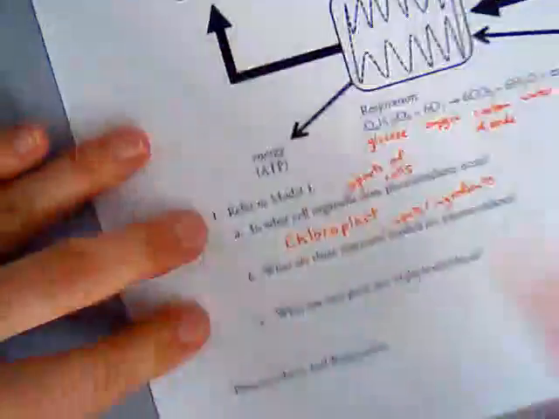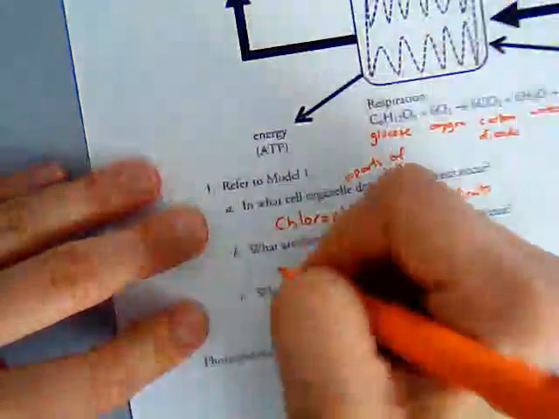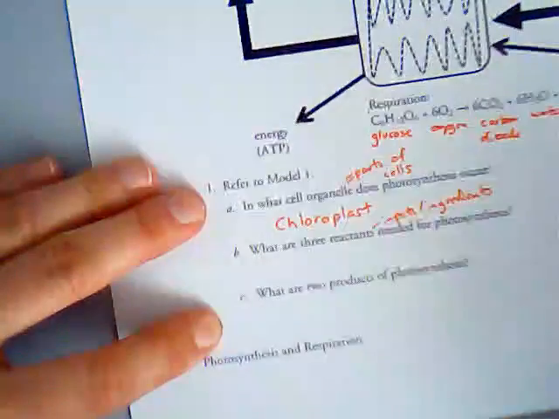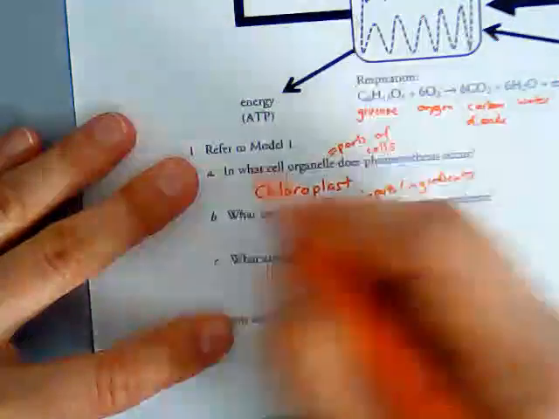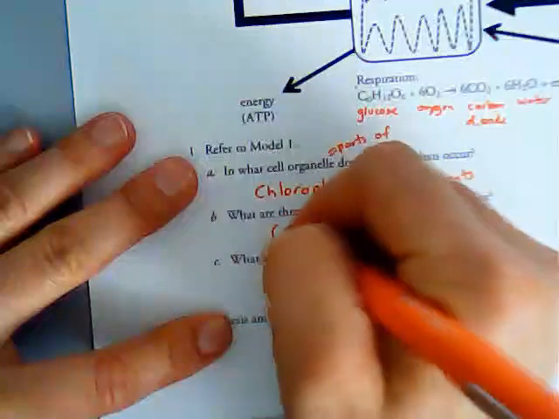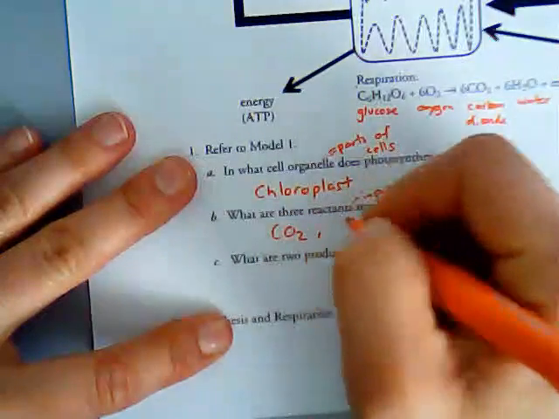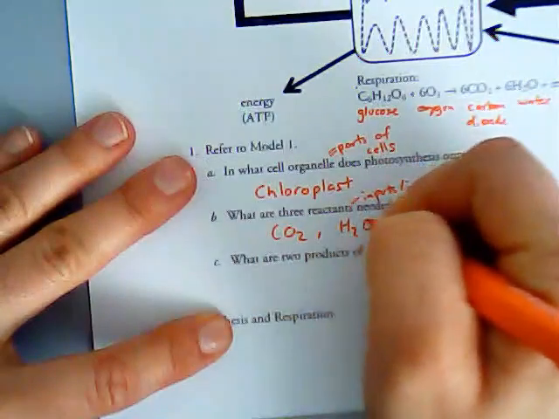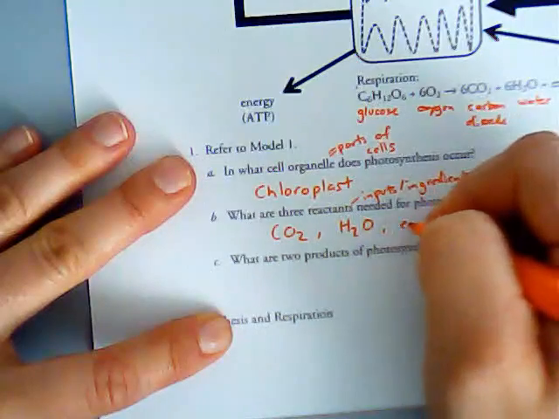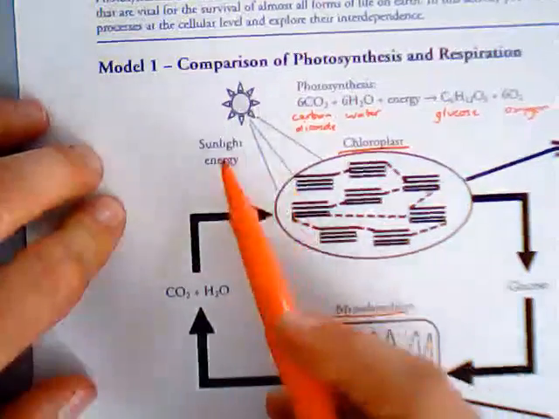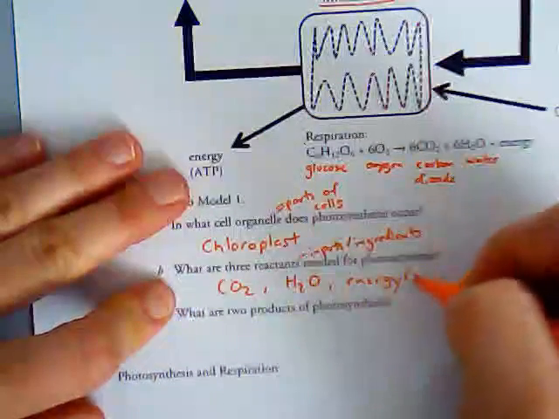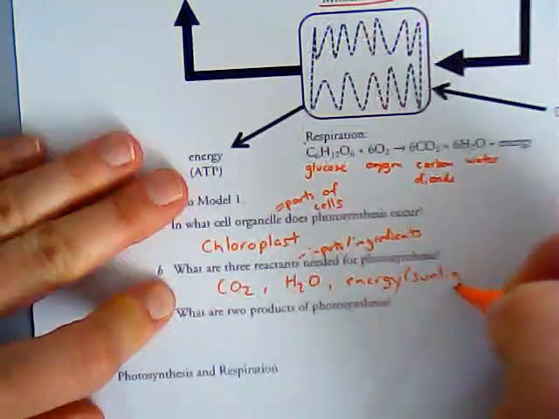So I'm writing, okay. And it doesn't matter if we use the words or if we choose to write the chemical formula or whatever. It's up to you. So I could say CO2 or carbon dioxide. I need water, H2O, and I need energy. And if I'm being more specific and looking at the diagram, I need energy from the sunlight. So I'm going to be specific here. So this is energy from sunlight.